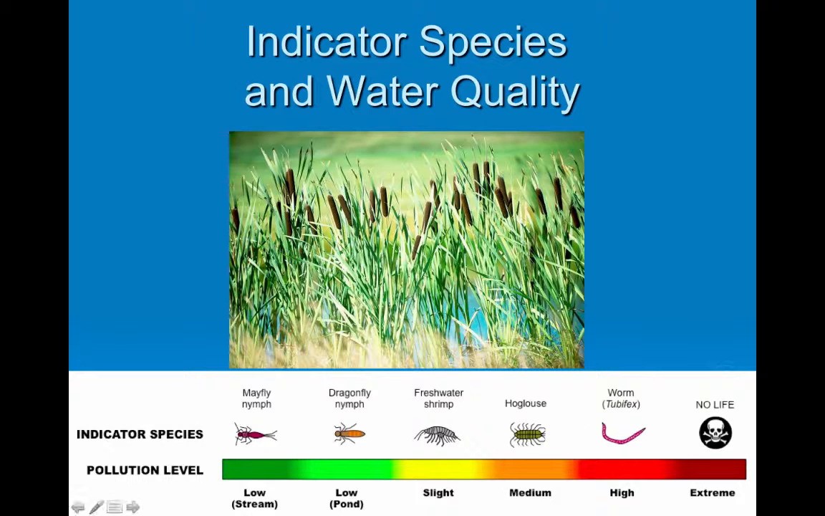And then down here, this is especially true of streams. There are certain types of, these are called invertebrates, that you can count, and do like a transect study or a quadrat study and see how many of these little guys there are. And the number and the type tells you how polluted the water is.